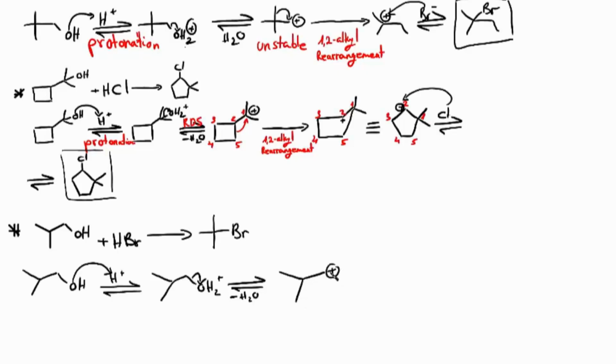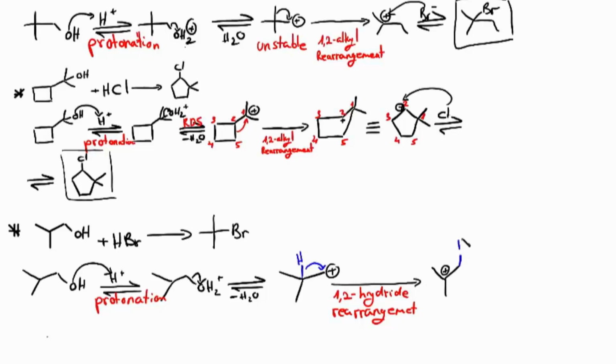Which would immediately undergo a 1,2 rearrangement, in this case, of a hydride. A hydride which is attached to the neighboring carbon would migrate to the carbocation, giving a tertiary carbocation. So we'll get a tertiary carbocation, and the hydride which migrated is now attached to the original carbocation. And in the next step, the nucleophile attacks the carbocation, and we obtain our final product.